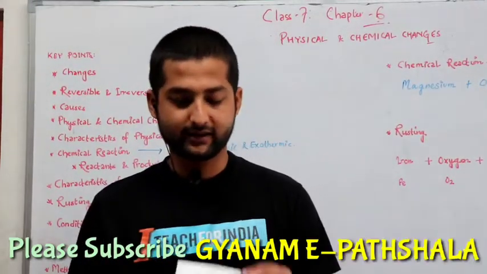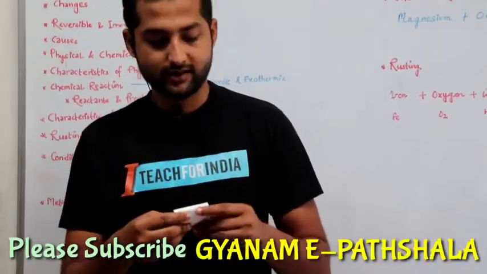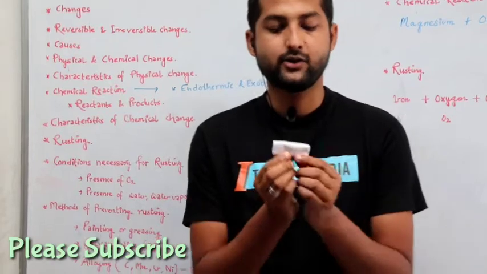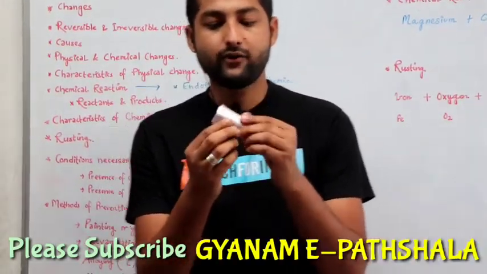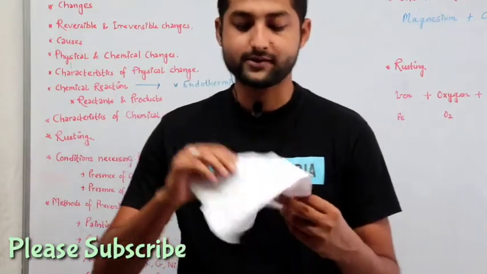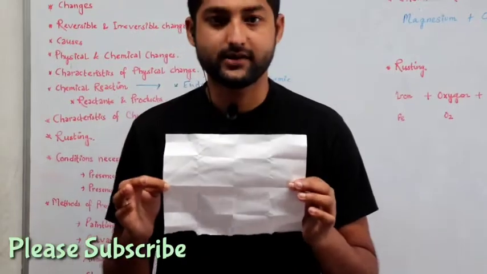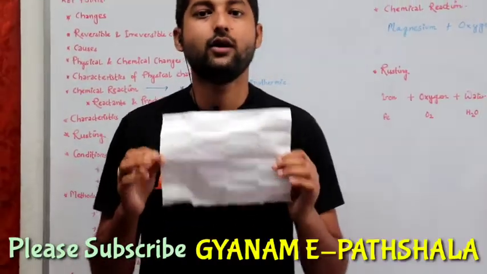For example, let me take a piece of paper, right? I'm going to fold this piece of paper. So you can see a big piece of paper has turned into a small piece, right? Now if I unfold it, I get the whole piece of paper. So this is known as a reversible change in which we can get back the old object.